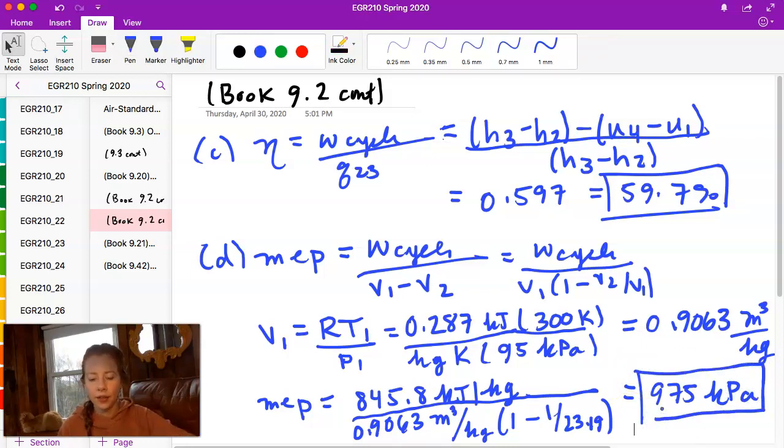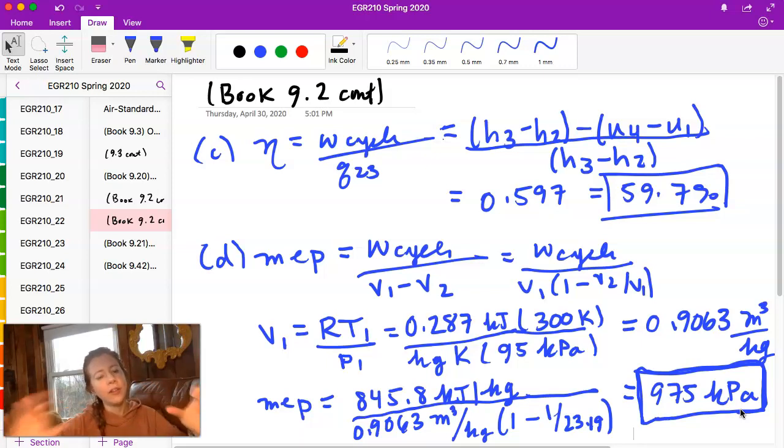Okay, so that gives us some information on another sort of efficiency or performance metric. It's a performance metric for the engine. All right, so it's the average pressure per volume displaced in compression.